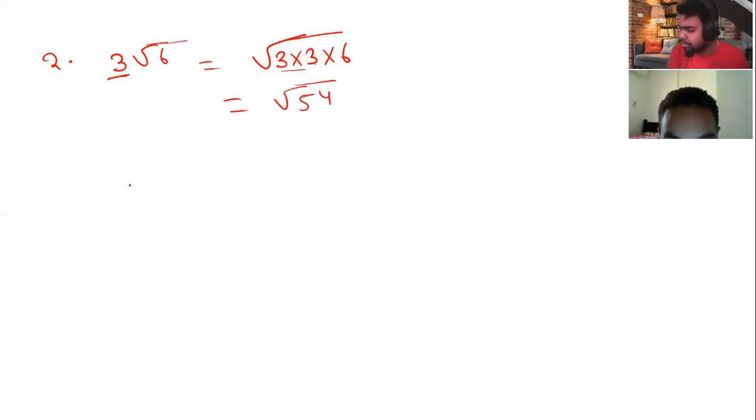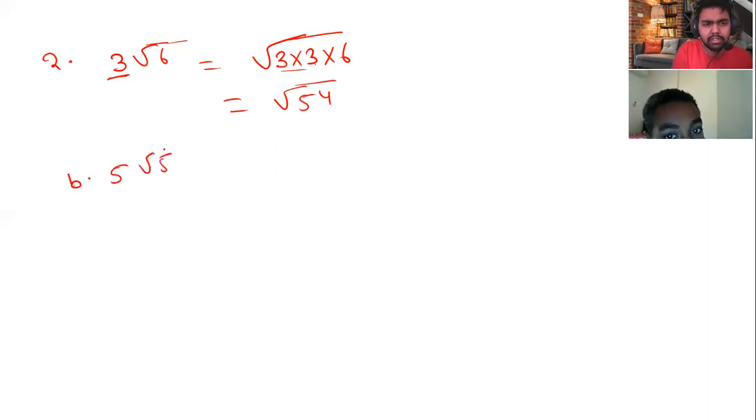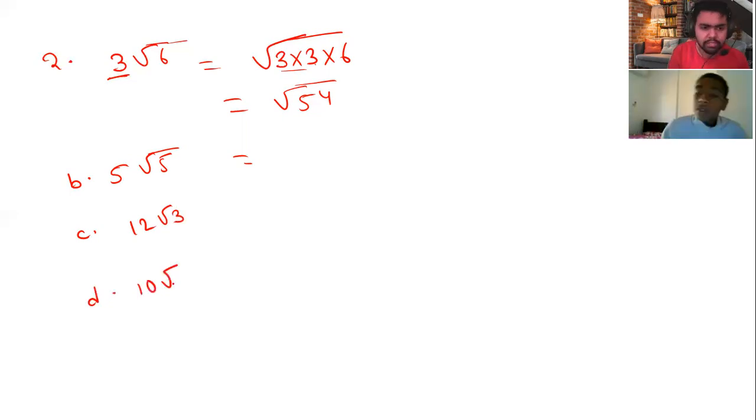Can you tell me the answer for the next question? Question number B, that is 5 root 5. It's very easy. So tell me the answer. What would be my answer? And next questions also, 12 root 3, and question number D is 10 root 17. So what would be the answers for these in a complete root, means in whole root, if I have to write everything inside the root? 125. Correct. 125. Very good.